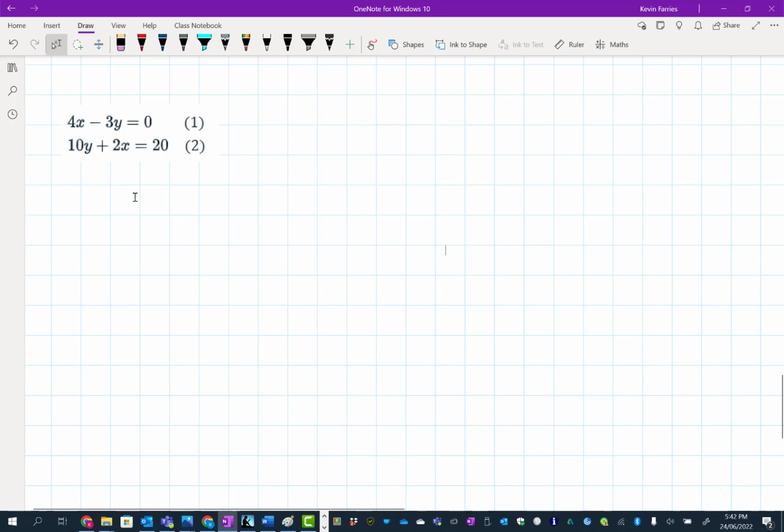So what do we do? Well, let's just write these out first. Let's start off with 4x minus 3y equals 0. We're going to call that equation 1. When you type these, you often do brackets. When you're writing, you'll often just do the number with a circle around it. And then we've got another equation, 10y plus 2x equals 20.